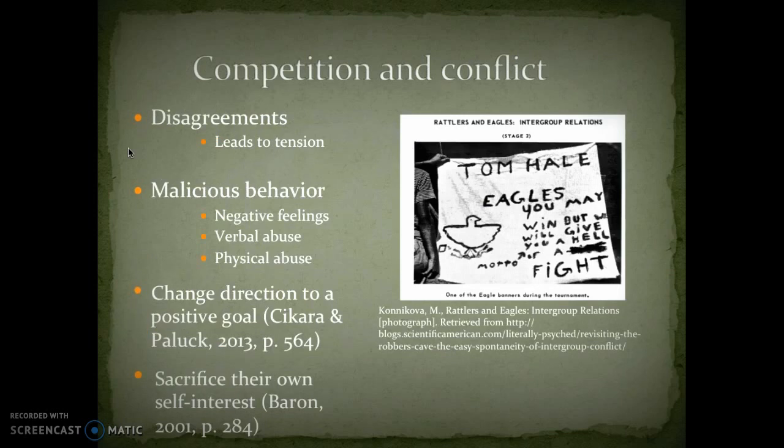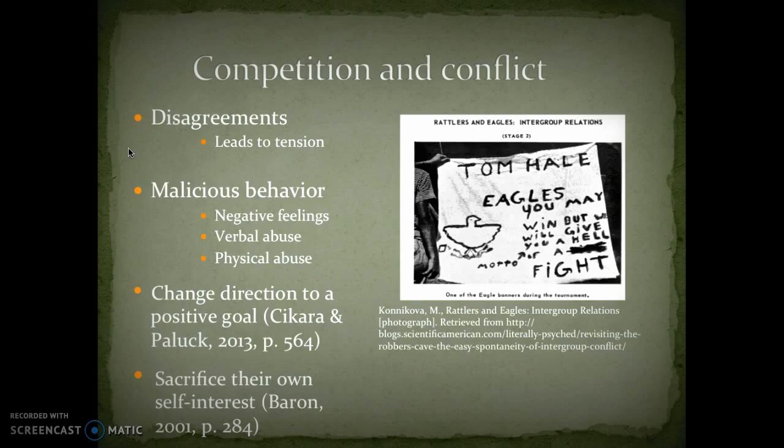On the previous slide, I had mentioned competition as one of the causes of conflict. Let's take a closer look at how competition creates conflict. When you have any type of competition, you are bound to have some downfalls along the way. With those downfalls within the competition come disagreements, which can lead to tension between individuals. You can get malicious behavior coming from the individuals, which can turn into negative feelings, verbal abuse, and physical abuse. At times, people will think that this type of behavior will solve the issue when all it does is make matters worse.